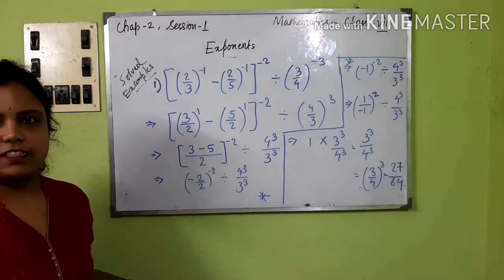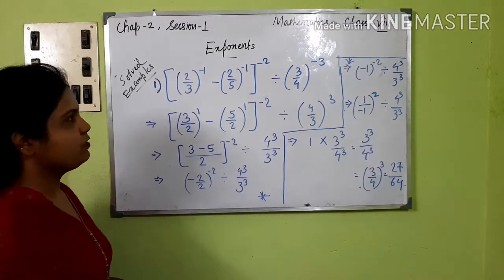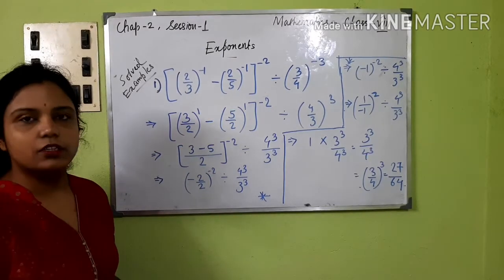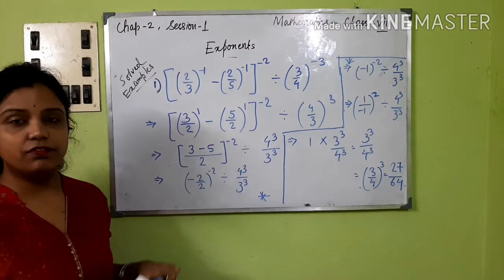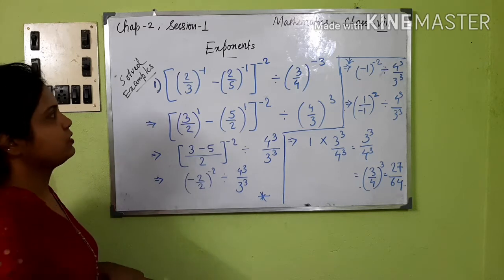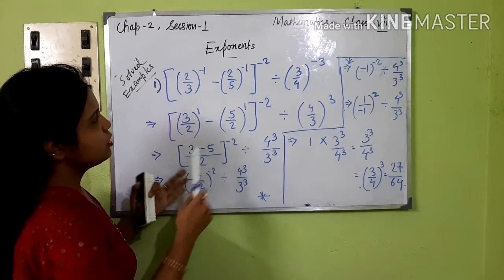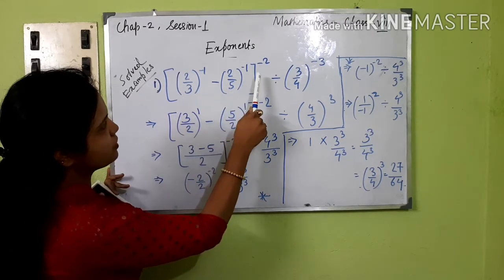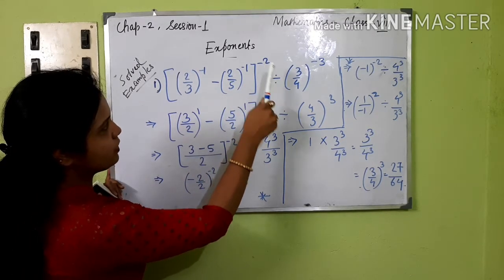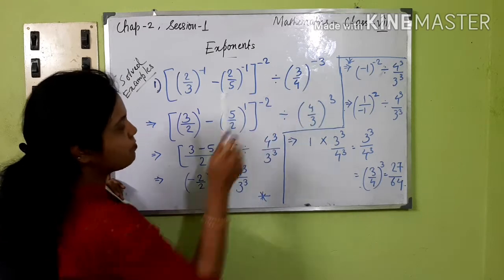Okay, next, I have come with a solved example. You can check here, so that it becomes easy for me to make you understand. See, the question is 2 by 3 to the power minus 1 minus 2 by 5 to the power minus 1, whole bracket to the power minus 2, divide 3 by 4 to the power minus 3.